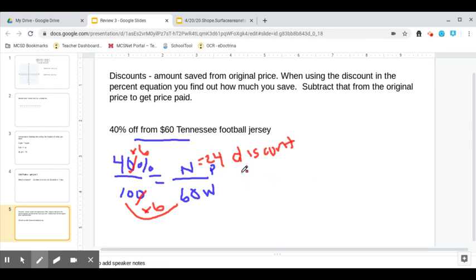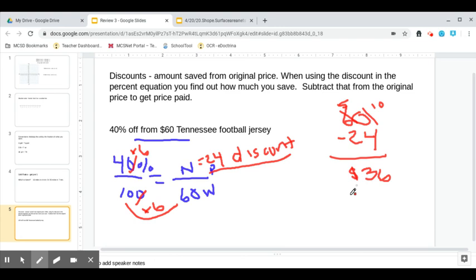So if I look at my 40% discount, I have a $24 discount. That means I saved $24. So I subtract that from the original price. So 60 minus 24, borrow. 10 minus 4 is 6. 5 minus 2 is 3. And my Tennessee jersey would be $36. It's a heck of a deal for a Tennessee jersey. And if I had $36, I would definitely get it.